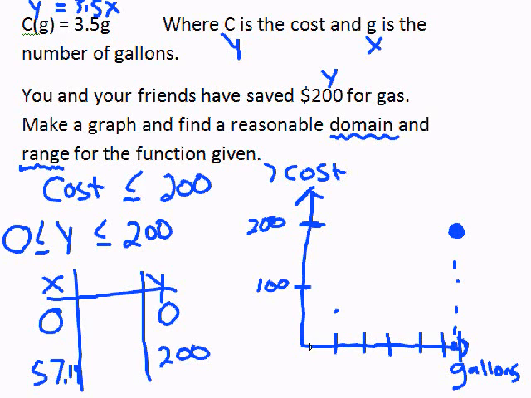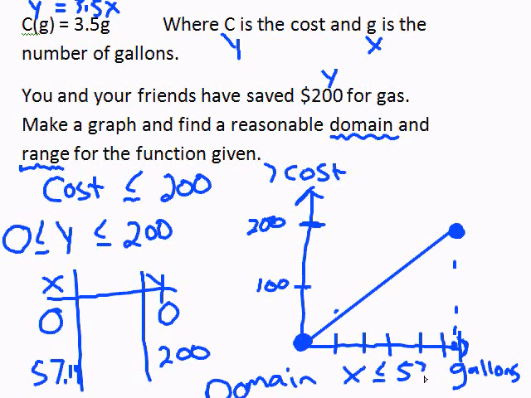Over here we have the point 0, 0. So we can go ahead and draw our graph by connecting those 2 points. And here we have the graph of our function, from $0 to $200, from 0 gallons to 57.14 gallons. So we have our range. What about our domain? This is our range, our y values. Our domain has to be related to the x values. And our x values have to be less than or equal to 57.14 and greater than or equal to 0. Because you notice the x's are between 0 and 57.14.